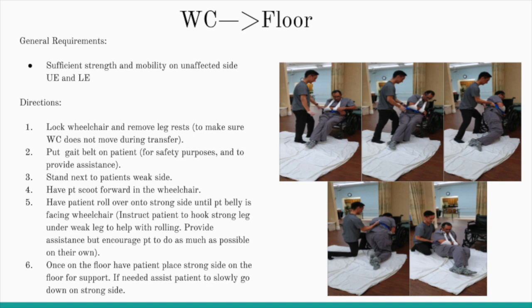As soon as the patient is facing the wheelchair, you're still going to be assisting that weak side. So you could be on the strong side at this point, but your hand will still be supporting the weak side as it shows in one of the pictures here on the PowerPoint. At this point, the patient will have their strong hand on the wheelchair, so have them bring it into the floor for support. And as soon as they do that, you can assist the patient into their back. Again, this is all depending on how much assistance the patient needs.